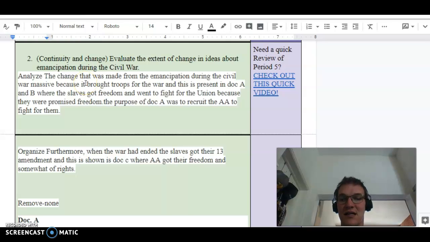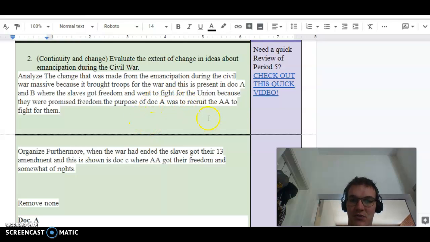So you notice that this person doesn't actually explain using outside information what document A is really about or how it answers the prompt, right? It says change in ideas about emancipation. It brought troops for the war, and this is present in Doc A and B. Okay, so first off, I don't like this because you're smashing two documents together. You're supposed to just use one at a time. And where it says the slaves got freedom and went to fight for the Union because they were promised freedom, I think this means B, not A, right?